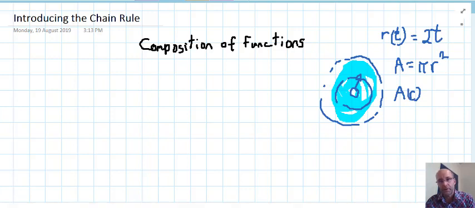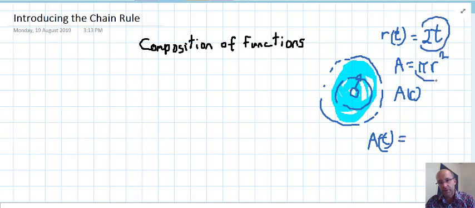Can we write an A of t? So how does the area become affected by changing time? Well, we can, because we can put this function inside that function. So A is pi r squared, which is pi times r squared, which is 2t all squared, which is pi times 4 times t squared, or 4 pi t squared.